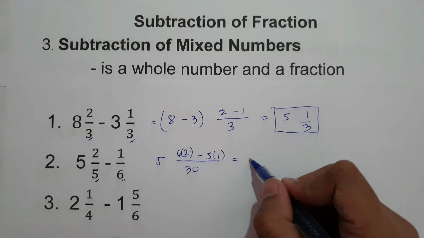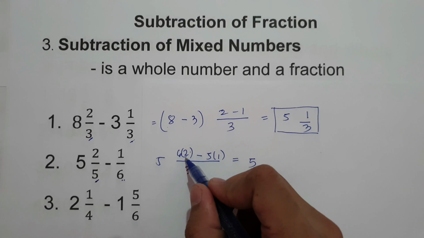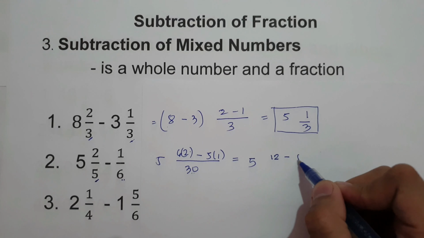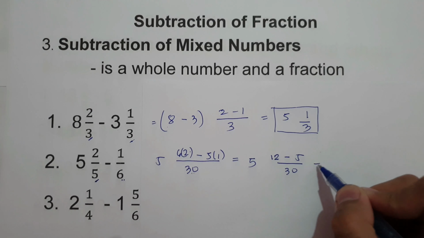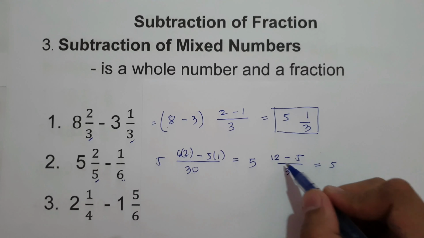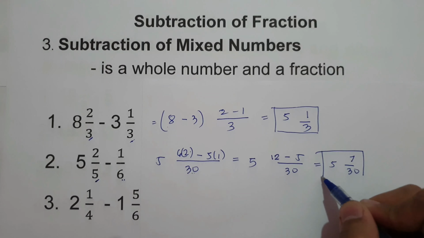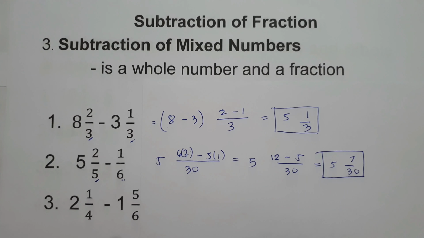And then we're going to write 5. 6 multiplied by 2, that is 12. Minus 5 times 1 is 5 over 30. And then 12 minus 5 is 7 over 30. So this will be our answer. What about number 3? Go ahead and find the difference of these mixed numbers.